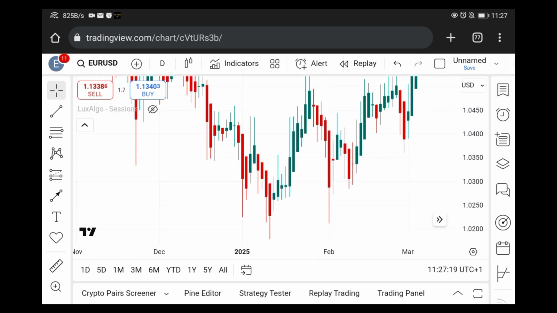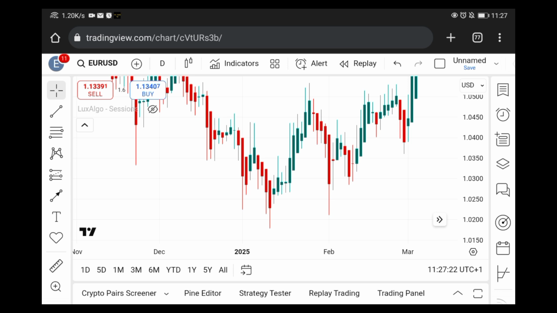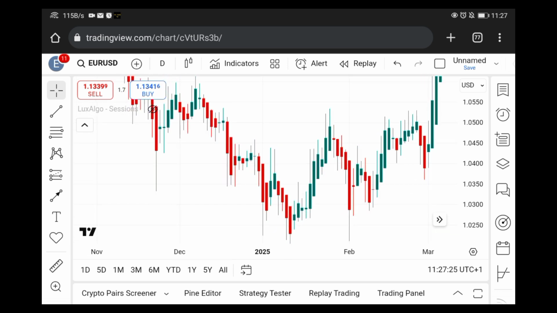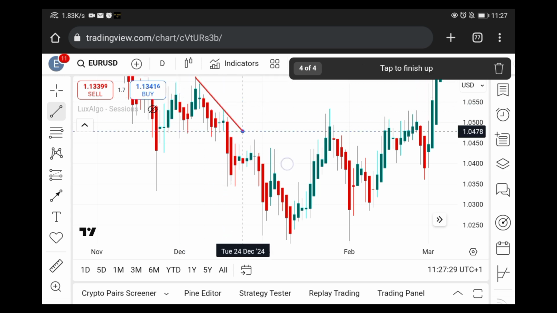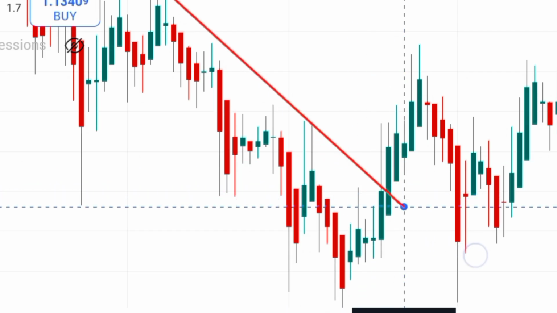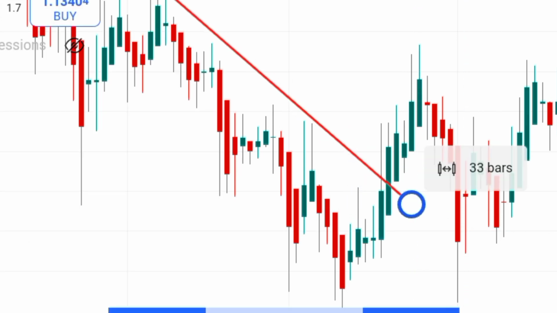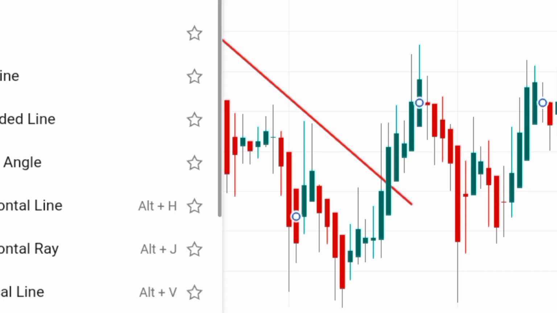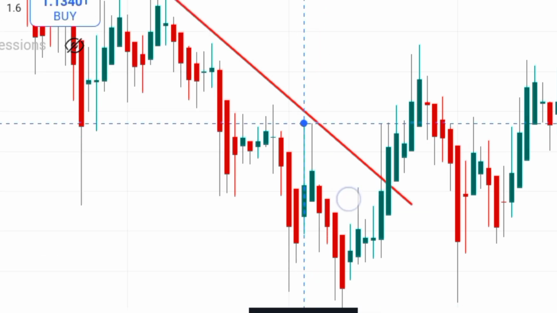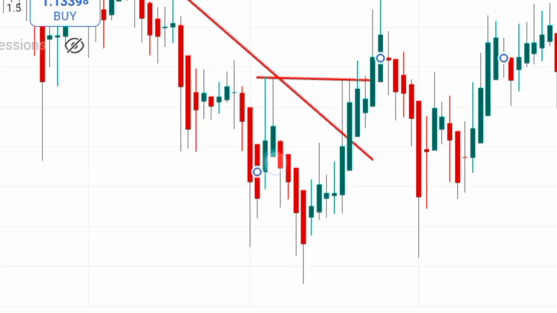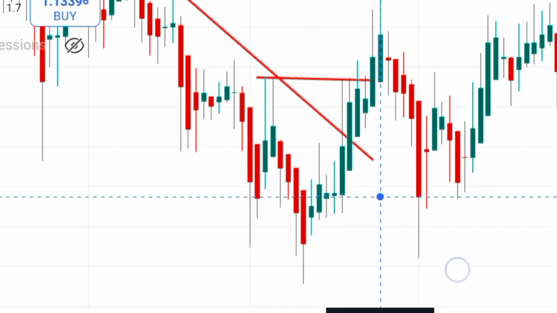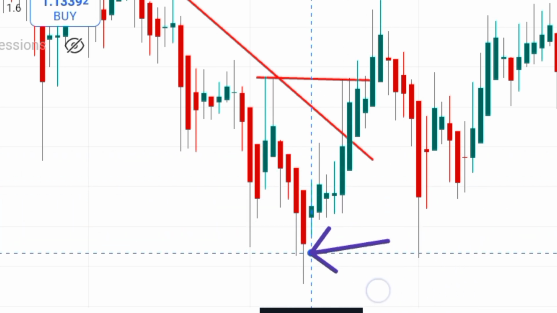So the first thing when I come to this market is for me to identify the trend of this market. For me, the trend of this market was bearish, to the downside. And this trend being bearish, this was the last high that this market printed, and here was the last low that this market printed.